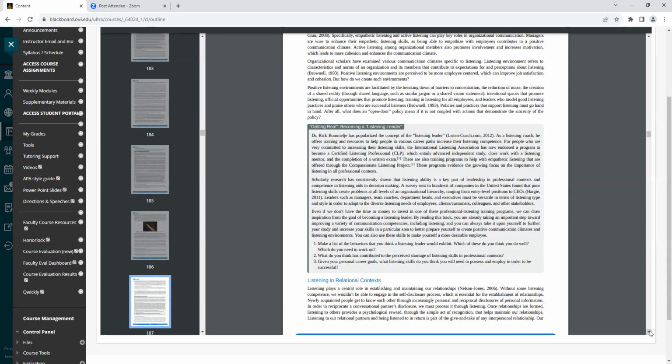Positive listening environments are facilitated by the breaking down of barriers to concentration, the reduction of noise, the creation of a shared reality through shared language, such as similar jargon or a shared vision statement, intentional spaces that promote listening, official opportunities that promote listening, training in listening for all employees, and leaders who model good listening practices and praise others who are successful listeners. Policies and practices that support listening must go hand in hand. After all, what does an open door policy mean if it is not coupled with actions that demonstrate the sincerity of the policy?